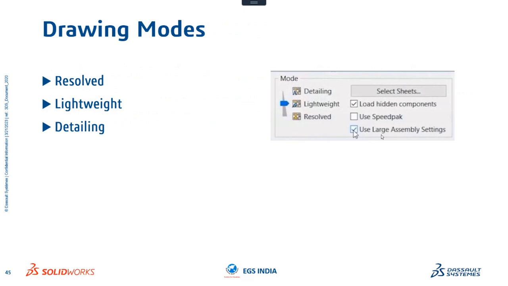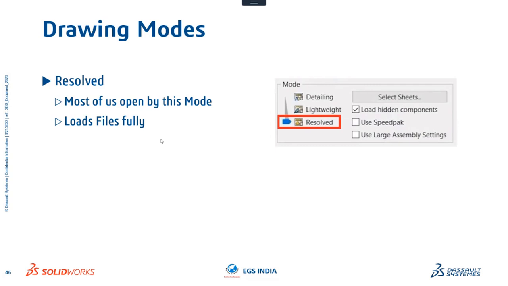Now we are moving on to the modes. Similarly to assembly files, drawing files contain three modes: resolved, lightweight and detailing. Resolved mode is the default mode. When you open and work, it loads all of the files in your memory and it will take some amount of time to load.